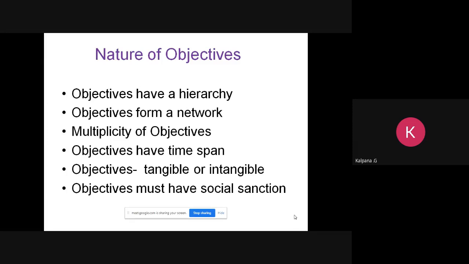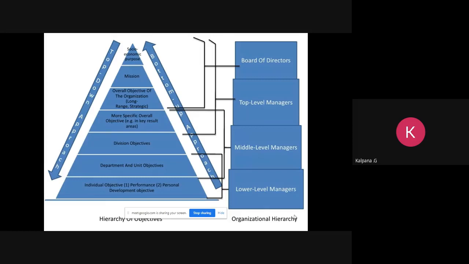The first point is objectives have a hierarchy. So this is how the hierarchy of objectives is given. The first one is socio-economic purpose. What is the purpose that we are getting into this particular goal, or why do we set this goal? Then followed by the mission. Mission is the to-do list to achieve that particular objective. Then we have the overall objective of the organization, and it will be all about the strategic objective.